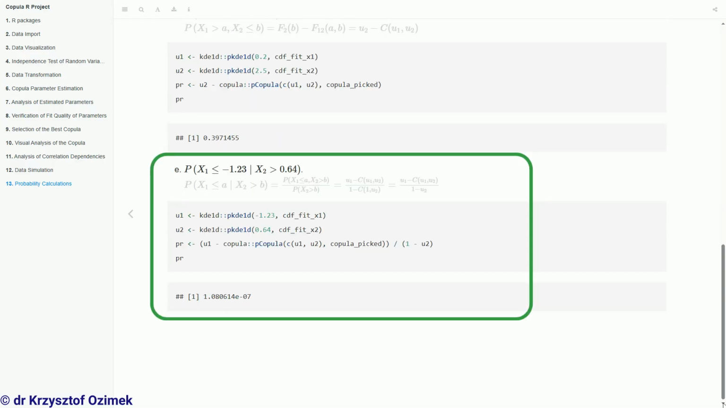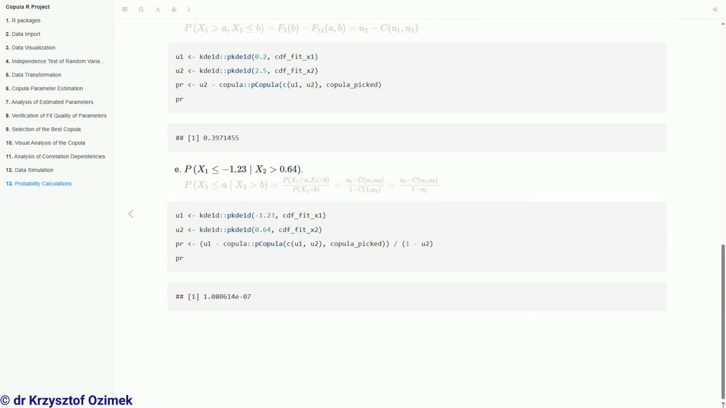Finally, in point E, we compute a conditional probability, the probability that x1 is less than or equal to negative 1.23, given that x2 is greater than 0.64. These calculations require, as indicated by the formula written in gray, computing the values of the copula and the appropriate marginal CDFs, with the final probability being derived as a quotient of the relevant differences.